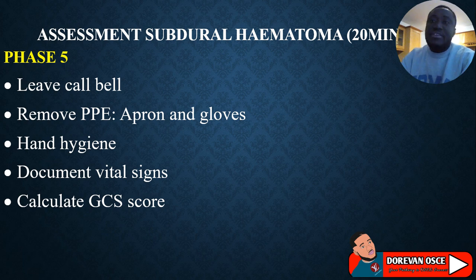So at phase 5, you are going to leave the patient after checking your GCS, your vital signs, and taking the patient to the A to E assessment. So you're going to leave the patient. You have to leave the call bell, and then you have to remove your PPE in case you were asked to put on a PPE, apron and gloves. You put them in the clinical waste bin.